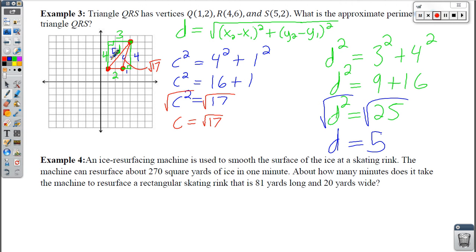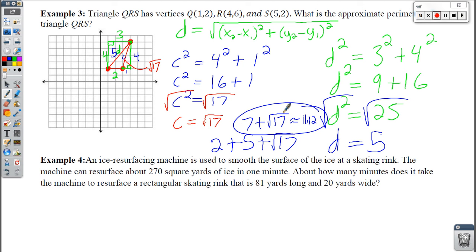So now we've got a triangle that has one length of 2, one length of 5, one length of square root of 17. So we could write this, 2 plus 5 is 7. We could write this as 7 plus the square root of 17. Or we can grab our calculator and find a decimal approximation. So 7 plus square root of 17 in the calculator gives you approximately 11.12. So either one of those would be an acceptable answer.